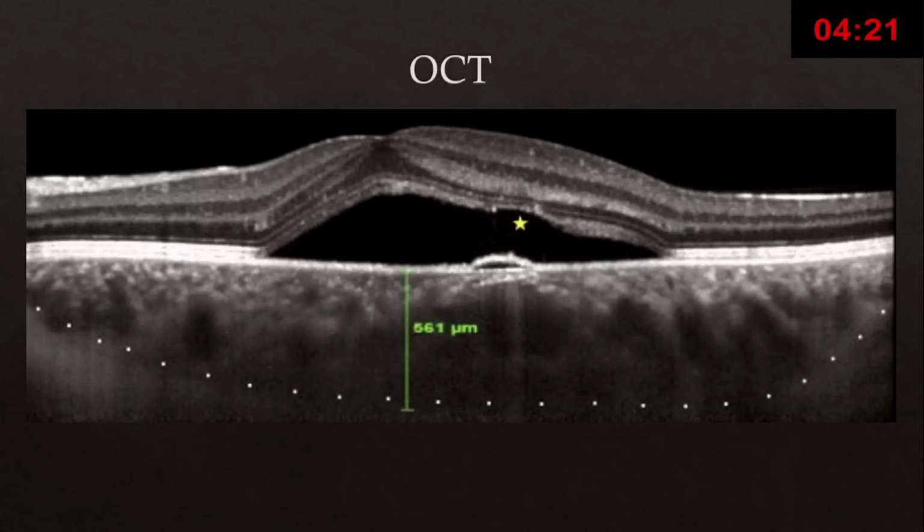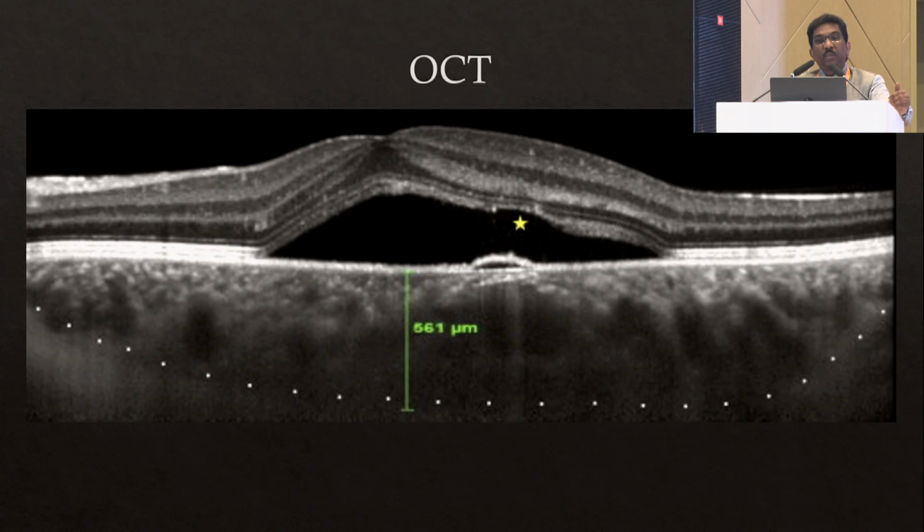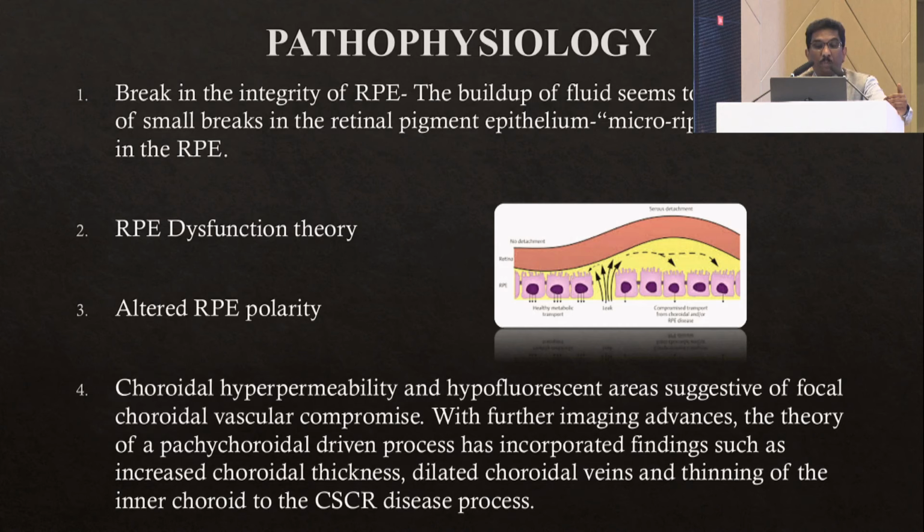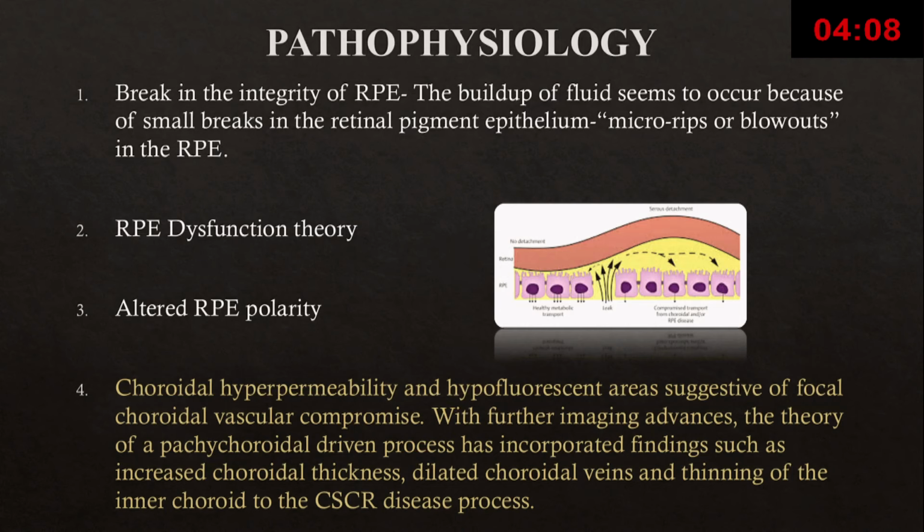With the enhanced depth OCT, we'll be able to make out the increased choroidal thickness in these patients. Because right now, the CSR pathology is considered as a choroidal hyperpermeability, and the choroidal pathology is the reason for the fluid in the retina.